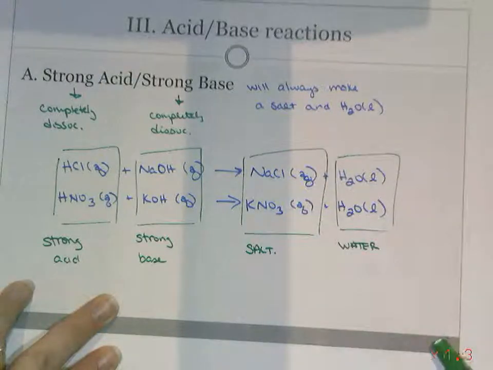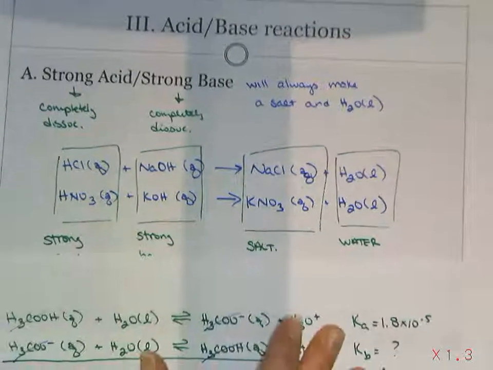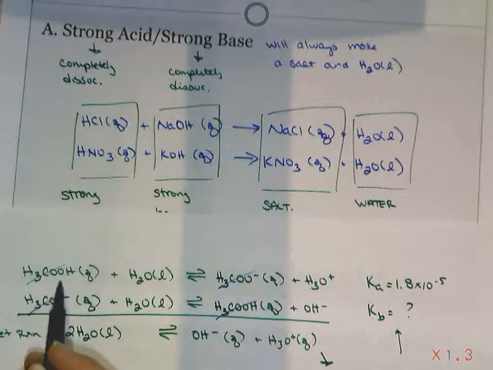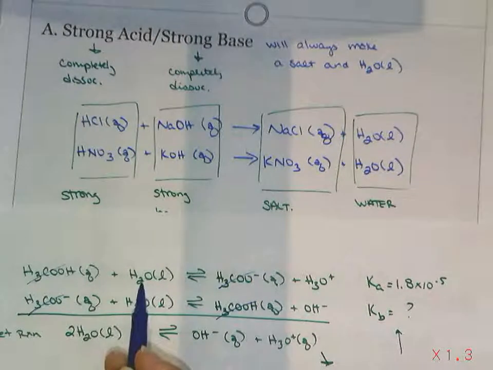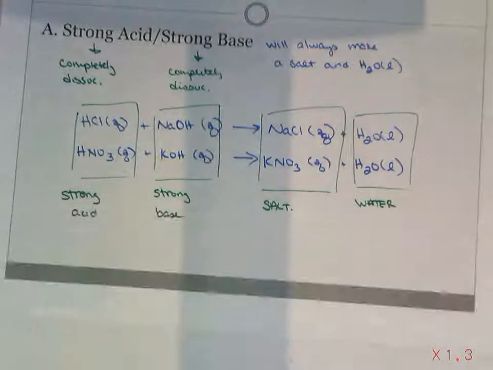So unlike some of these other reactions we saw on these previous pages, so like over here, right, acetic acid, water's one of the reactants and it makes a hydronium, or acetate ion reacts with water to make a hydroxide. You don't make pure water. The only way you make pure water is if you have strong and strong.